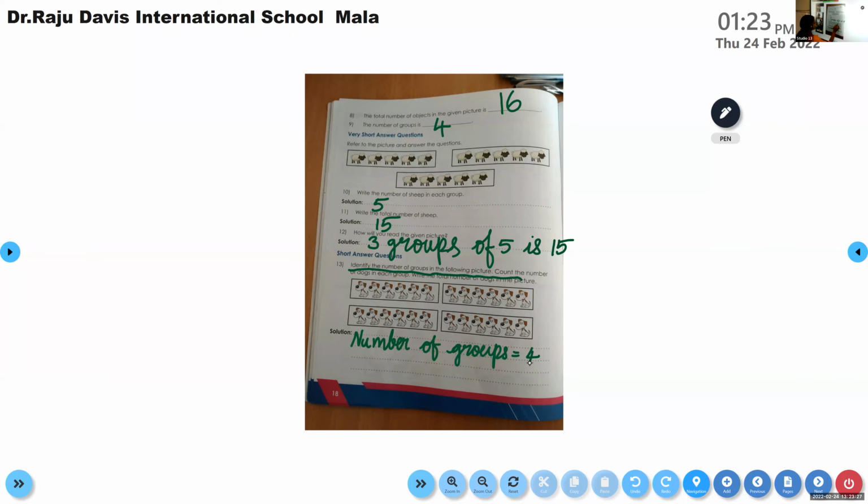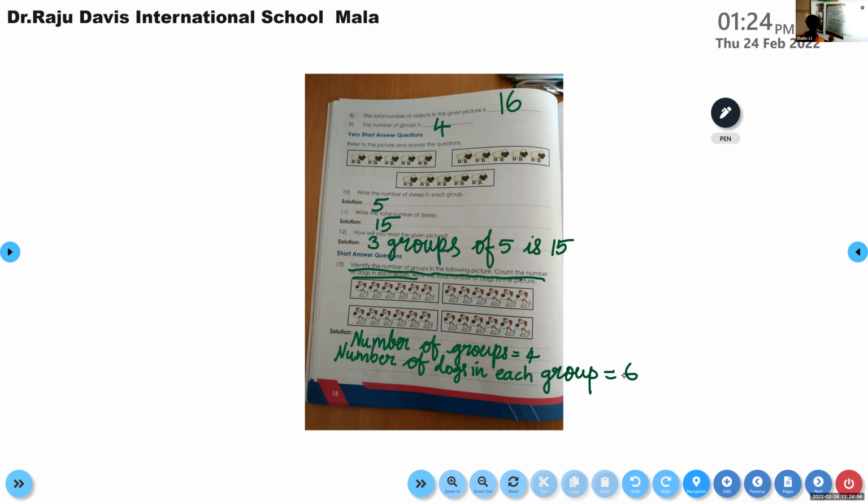Now the next question. Count the number of dogs in each group. Each group having how many dogs? 6. Okay, let's write. I will give you time, you don't worry. Number of dogs in each group is equal to 6.